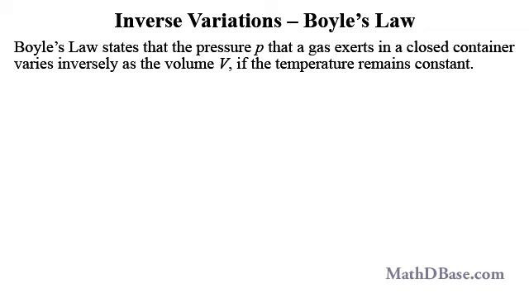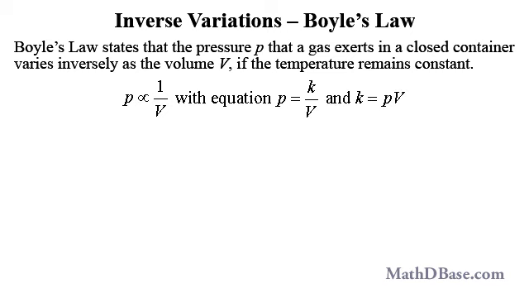In chemistry, Boyle's law states that the pressure P that a gas exerts in a closed container varies inversely as the volume V if the temperature remains constant. In symbols, we can write P is proportional to 1 over V. The associated equation is P equals K over V, and solving for the constant K gives K equals P times V.